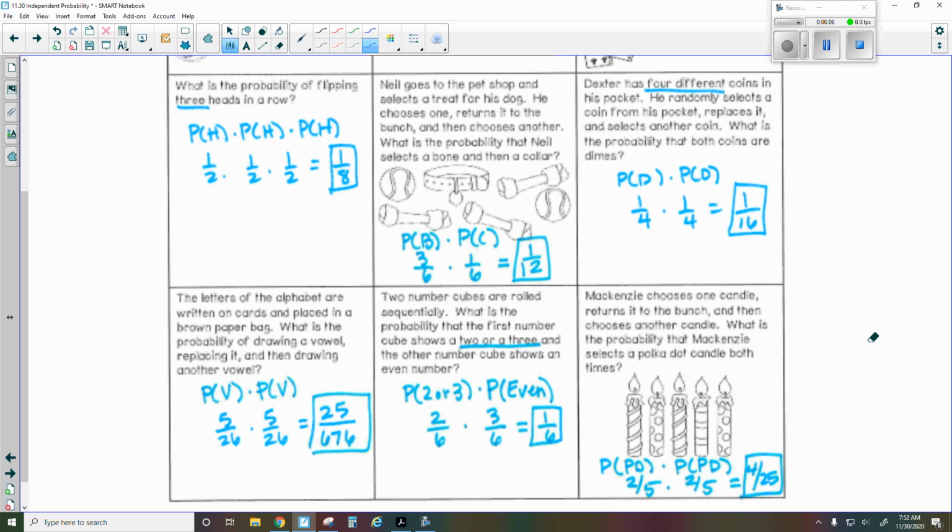There is an extra practice page for more practice, and also a Quizlet for more practice as well on Canvas. And that's it for independent probability today.